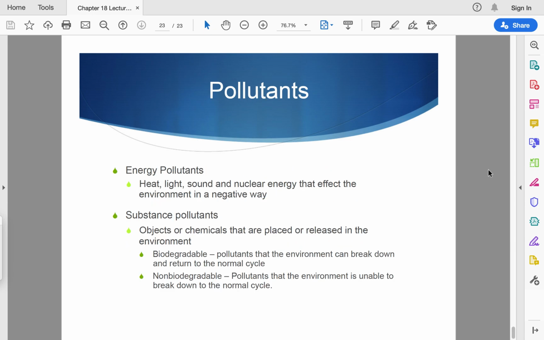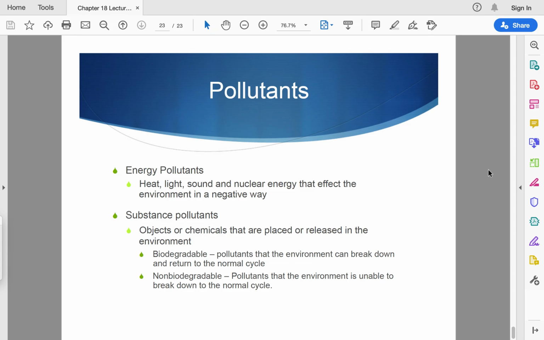All right, so moving on to pollutants. Different types of pollutants. There's energy pollutants and substance pollutants. Energy meaning heat, light, sound, and nuclear energy. All these affect the environment in a negative way, makes it a pollutant. If it doesn't affect it in a negative way, it's not a pollutant. Substance pollutants, these are objects or chemicals that are placed or released in the environment. And there's two types of these substance pollutants.